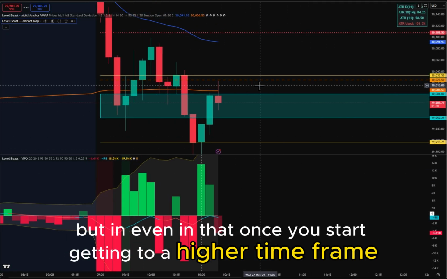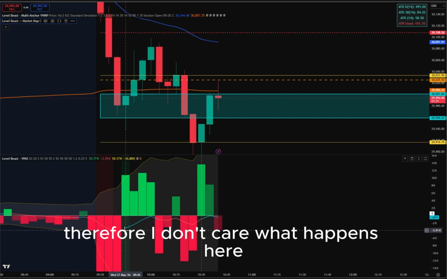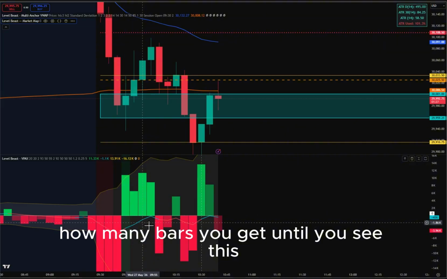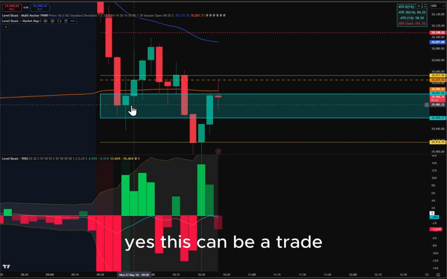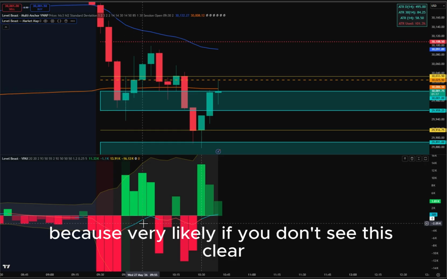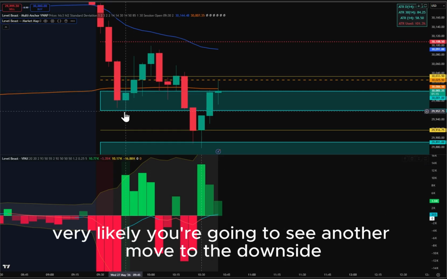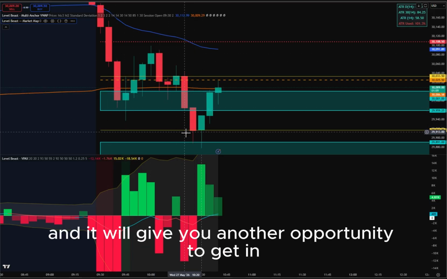But even in that, once you start getting to a higher time frame, look, the delta EMA never crosses the zero line. Therefore, I don't care what happens here, how many bars you get. Until you see this, you're not going to get a shift in sentiment. Yes, this can be a trade, and it doesn't mean that you're late to a trade, because very likely, if you don't see this clear, you're going to see another move to the downside or a retracement to the downside, and it will give you another opportunity to get in.